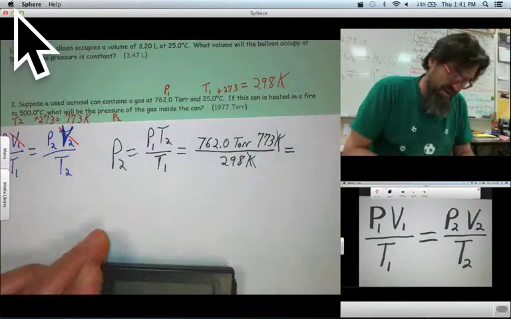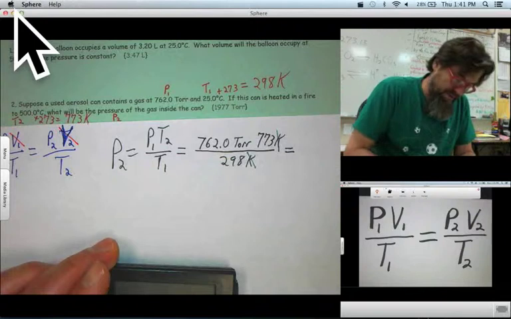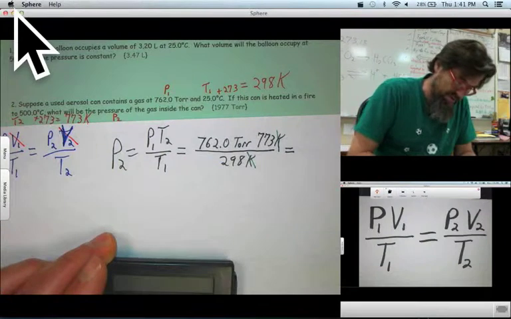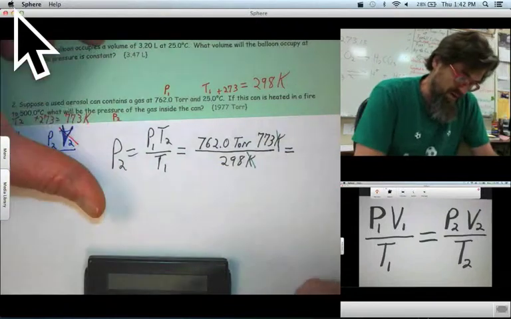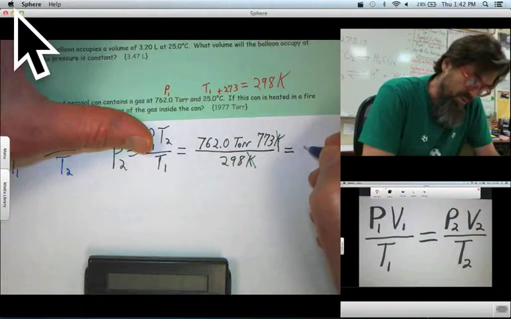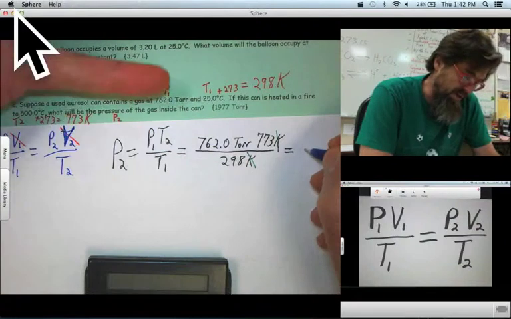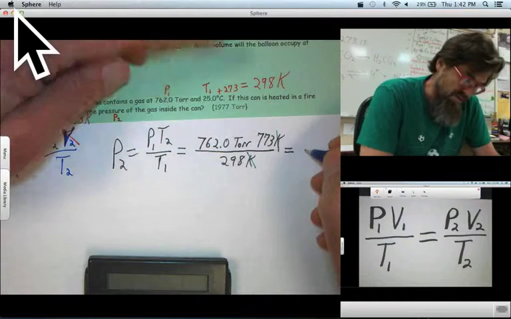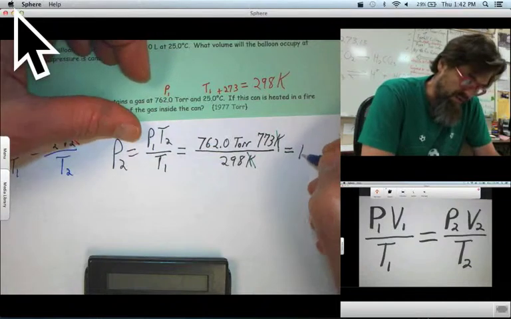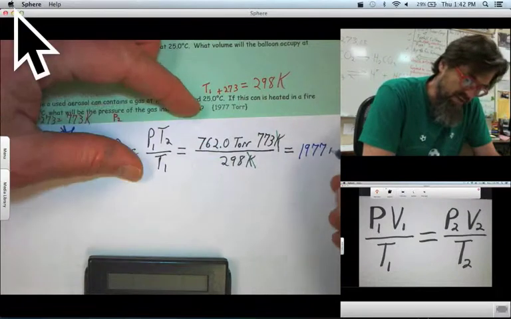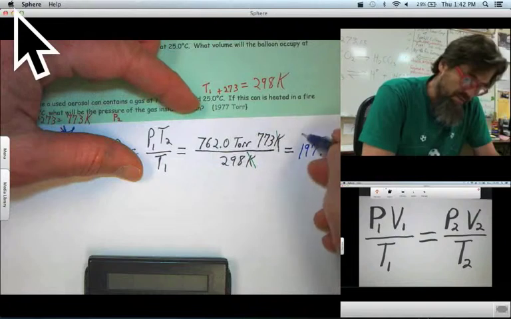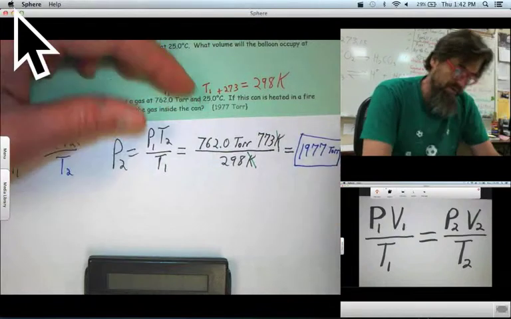Let's get the calculator. 773 divided by 298 equals times 762 equals, so 1977. There we go. 1977 Torr. But oh yeah, we did have 4 sig figs there. I guess we'll do 1977. And the unit that's standing is Torr. Put a box around our answer, and we've got it.